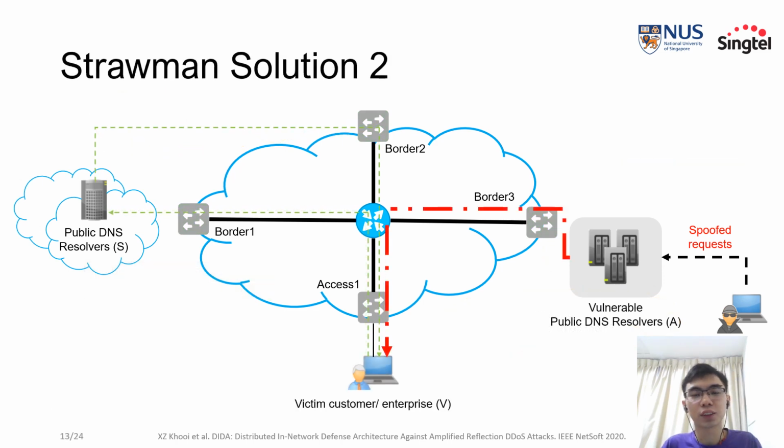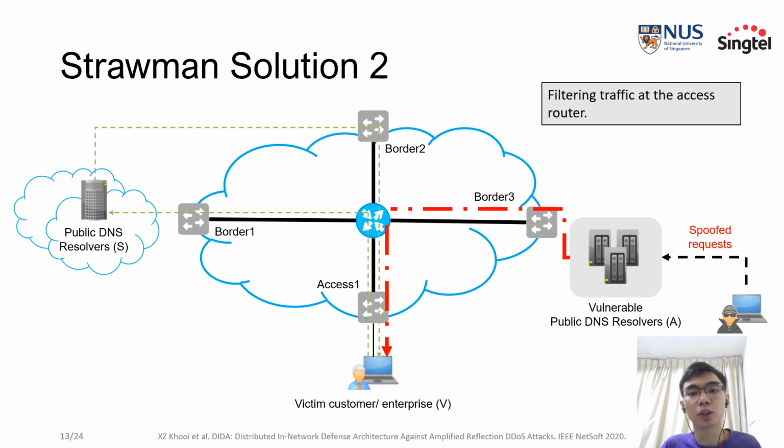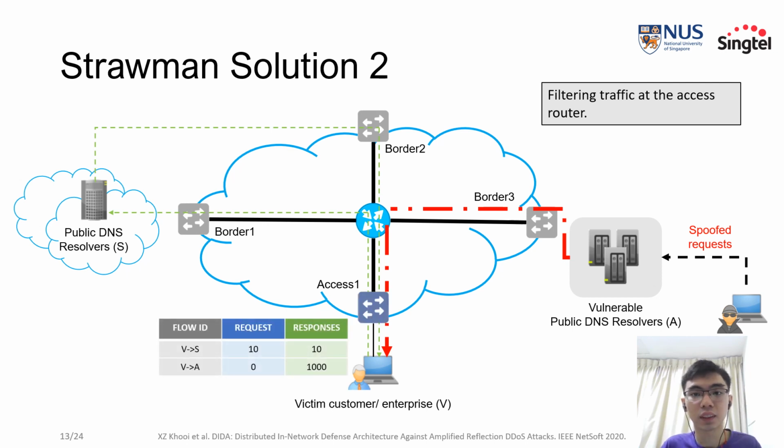Next, we look at Strawman Solution 2. Instead of the border routers, we replace the access routers with PISA switches. We keep track of the requests and responses here. It seems that it solves the previous problem in Strawman Solution 1.